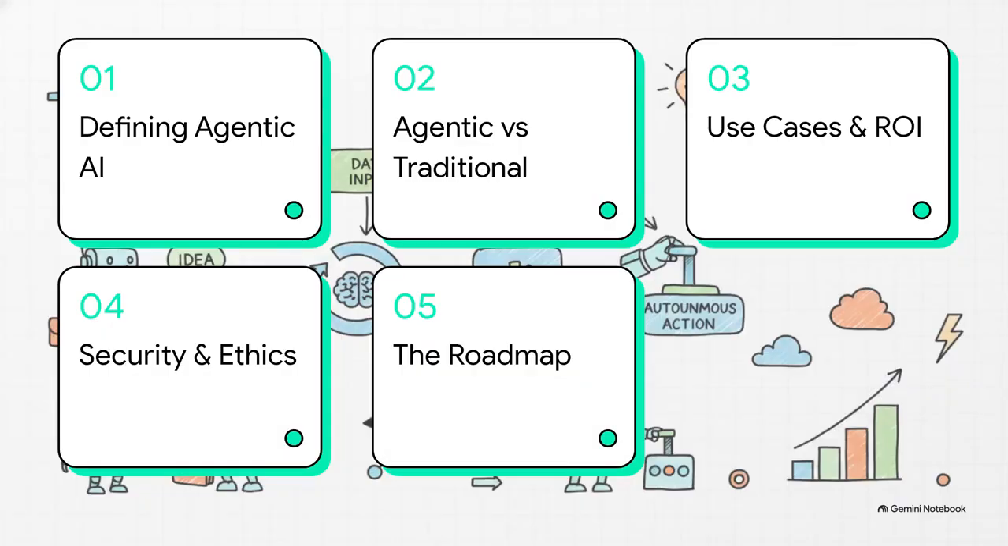So, here's our roadmap for today as we officially welcome the machine age. We'll quickly define agentic AI, compare it to the traditional models we're all used to, explore some real use cases and ROI, touch on security and compliance, and wrap up with a solid implementation roadmap.